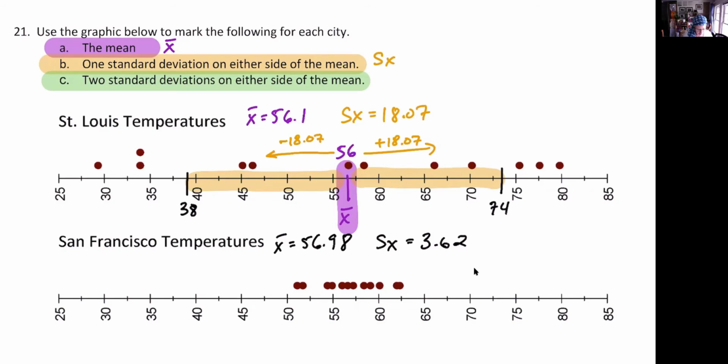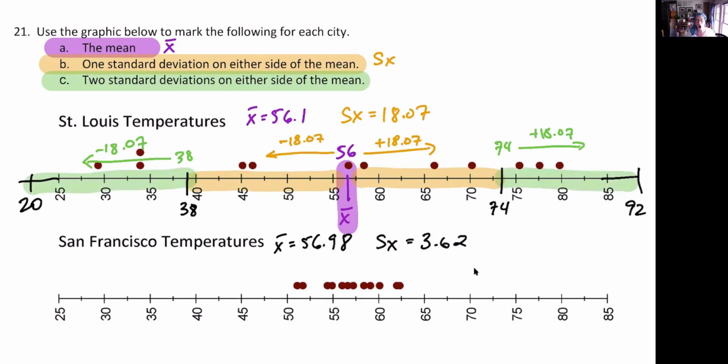And then we're going to do it a second time. From this 74, we're going to again add 18.07. And from this 38, we're going to subtract 18.07. We wind up at 20 degrees Fahrenheit, and over here, 92 degrees Fahrenheit. Almost all of the temperatures are between 20 and 92 in St.